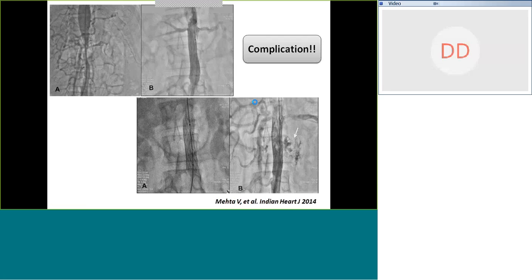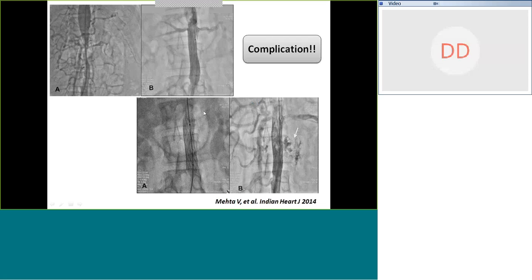Complications can occur. You have to be careful. This is one child I have taken from one of the reports in Indian Heart Journal 2014, where a stent has been placed, and soon after that you see a rupture. This patient was successfully managed with a covered stent, but you have to be ready with this, and you should try and keep a covered stent in stock if possible.